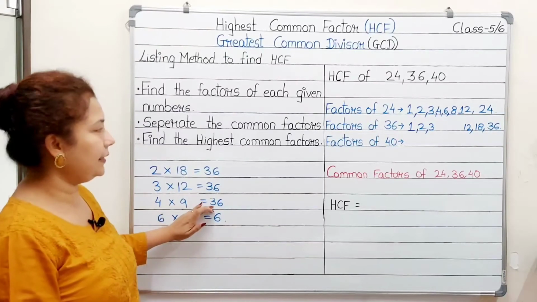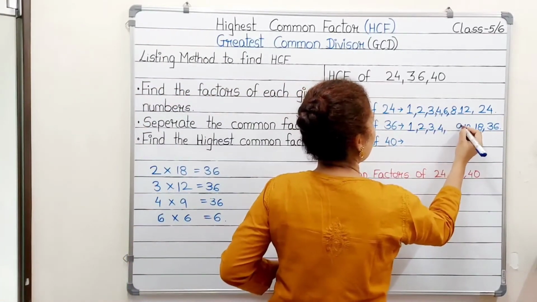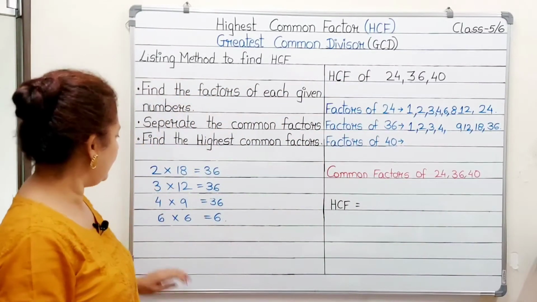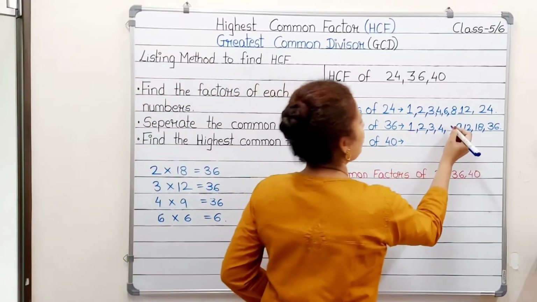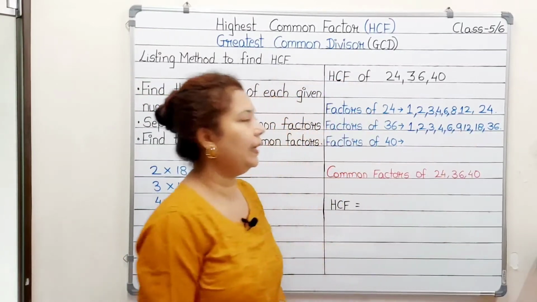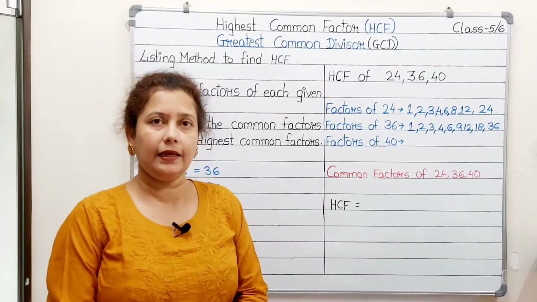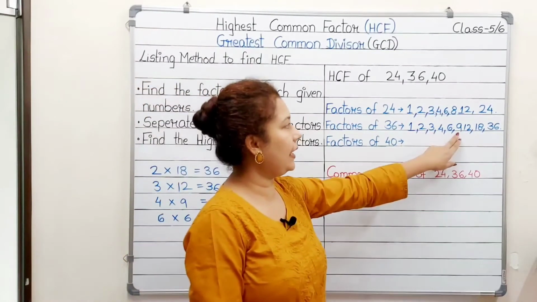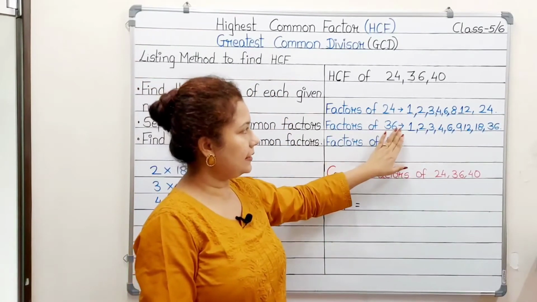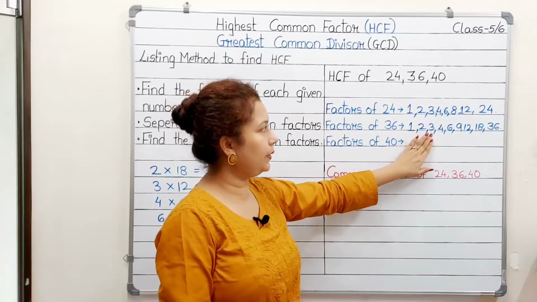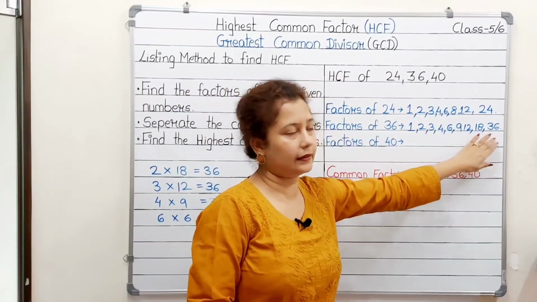So 3 and 12 are also factors of 36. 4 into 9 is 36. So here 4 and 9 are also factors of 36. Next is 6 into 6 is 36. So we will write 6 only once. It is not divisible by 7. It is not divisible by 8. Next it is divisible by 9 and that already we have written here. So the factors of 36 are 1, 2, 3, 4, 6, 9, 12, 18, 36.